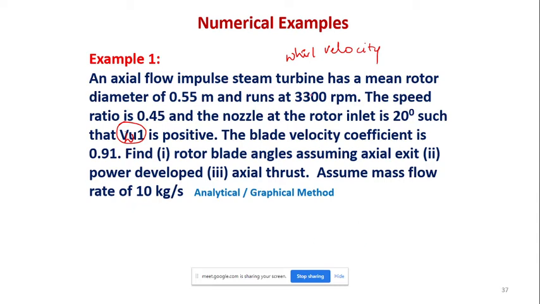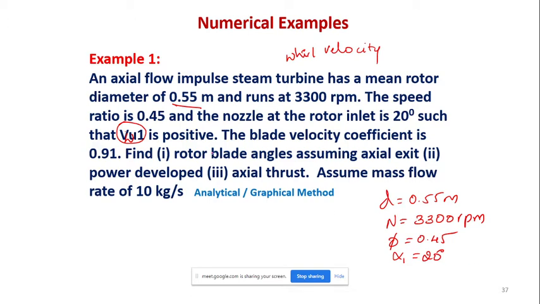An axial flow impulse steam turbine has a mean rotor diameter of how much here? 0.55. Next, runs at 3300 rpm. The speed ratio phi is 0.45. The nozzle at the rotor inlet is 20 degrees. Which angle are they talking about here? Anybody can reply. 20 degree. Nozzle angle, alpha 1 is 20 degrees such that VW1 is positive.